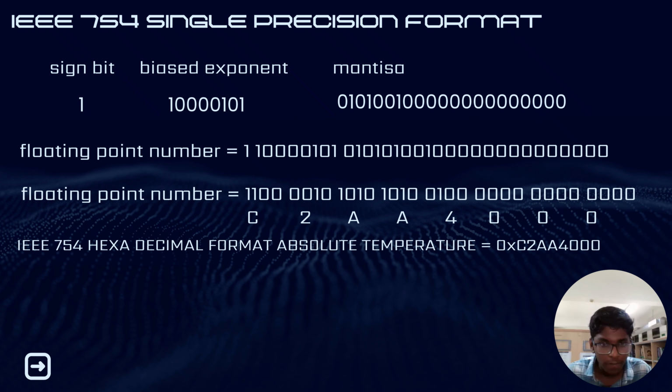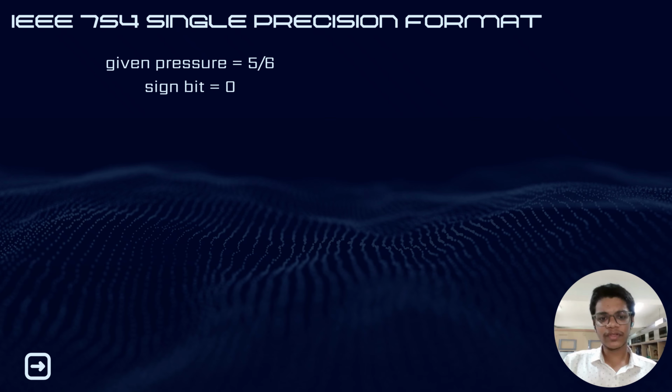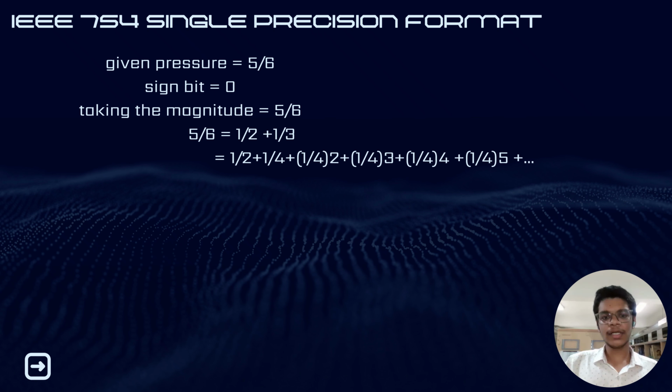My name is Manat Karthik. So let's discuss the second part of the first question. So we need to convert the absolute pressure into IEEE 754 single precision format. So the given pressure is 5/6, which is positive, so the sign bit is 0. Taking the magnitude part 5/6, we can write 5/6 equal to 1/2 plus 1/3, which can be written in terms of sum of GPs as 1/2 plus 1/4 plus (1/4) whole square and so on.